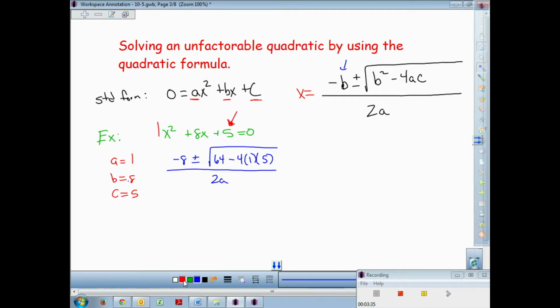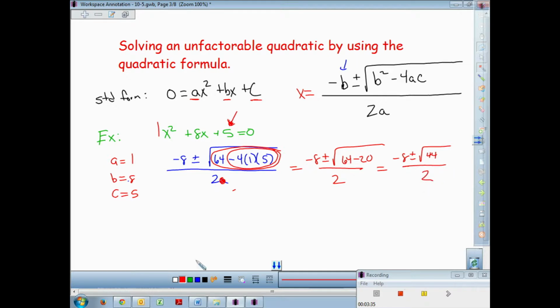And then what we need to do is clean up what's in here. So 64 minus 4 times 1 times 5. Well, this part right here turns out to be a -20. So you have -8 plus or minus the square root of 64 minus 20, over 2 times a, which is just 2. And that's really -8 plus or minus the square root of 44 over 2.